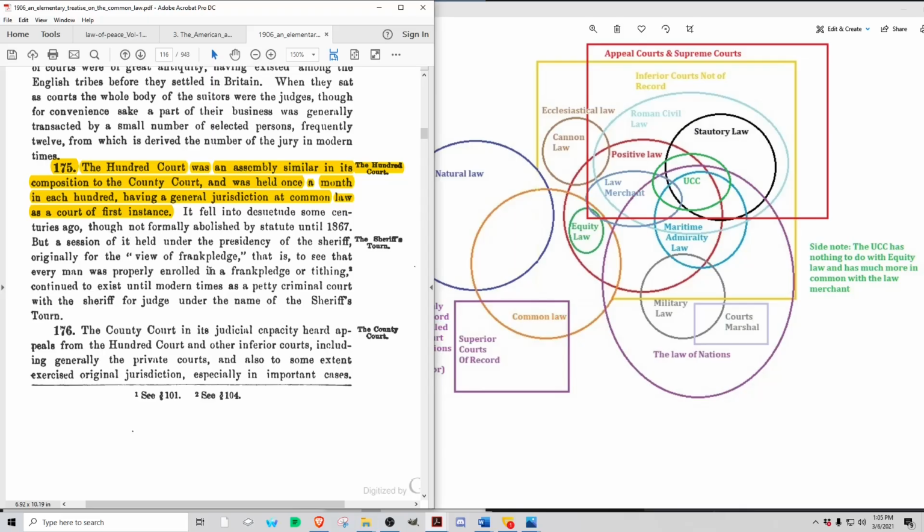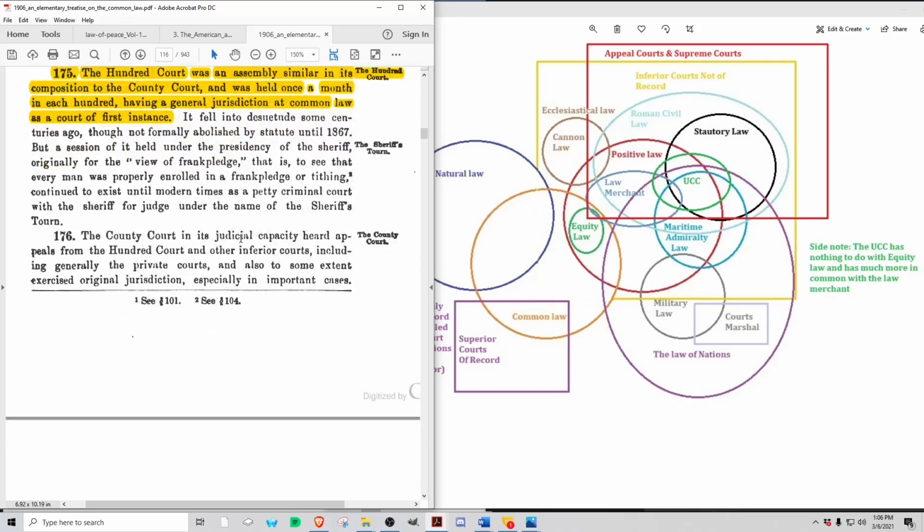Though not formally abolished until statute in 1867, so it stuck around for a while. But a session of it held under the presidency of the sheriff, originally for the view, and by the way, sheriff, shire reeve, that's where that term comes from. A shire reeve is a sheriff. Originally from the "view of frank pledge," that is, to see that every man was properly enrolled in a frank pledge or tithing, continued to exist until modern times as a petty criminal court with the sheriff for judge under the same name, the sheriff's turn.